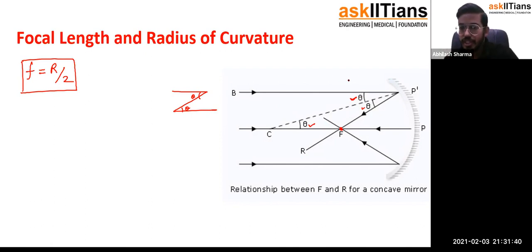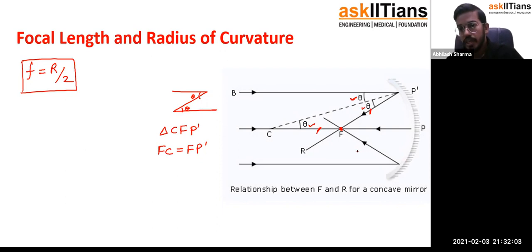If these two angles are theta, then we know that it is an isosceles triangle. Which triangle? Triangle CFP prime. It's an isosceles triangle, so what must be there? Well, FC must be equal to FP prime. These two sides must be equal.